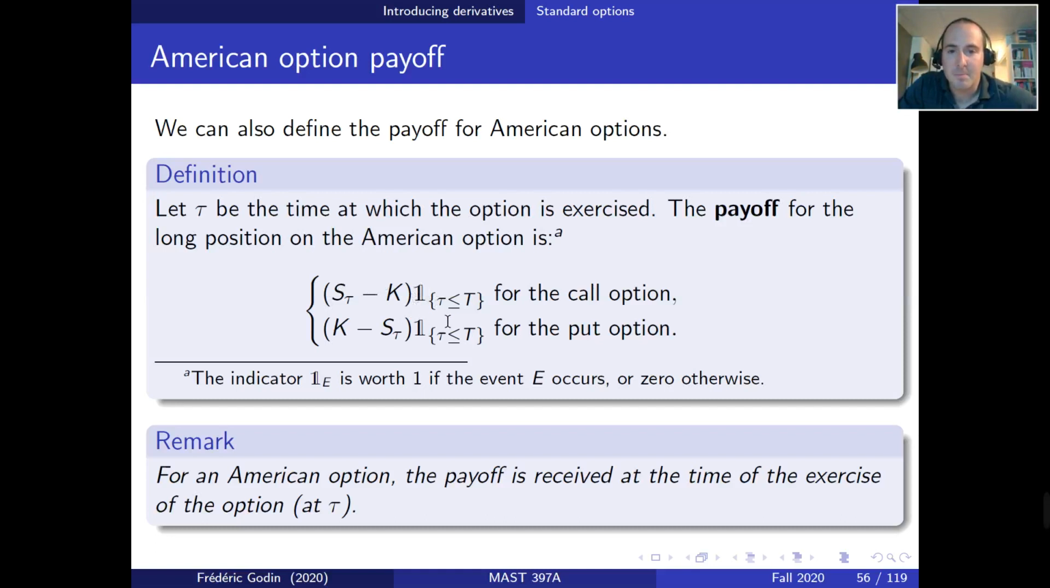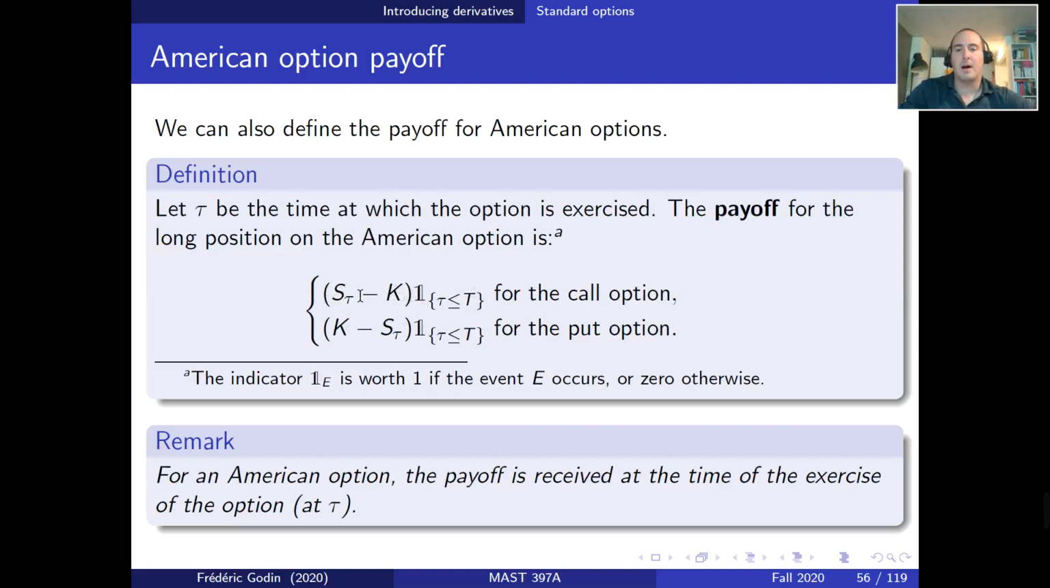And here, this is multiplied by the indicator that tau is smaller or equal to T, which means the exercise date is before maturity. So what would tau greater than T say? It would simply say that the option is not exercised. So this quantity would be 0 if the option is not exercised by the maturity date. But if it is exercised, then this is equal to 1, and the call option buyer would receive S minus K, but S at the time of the exercise.